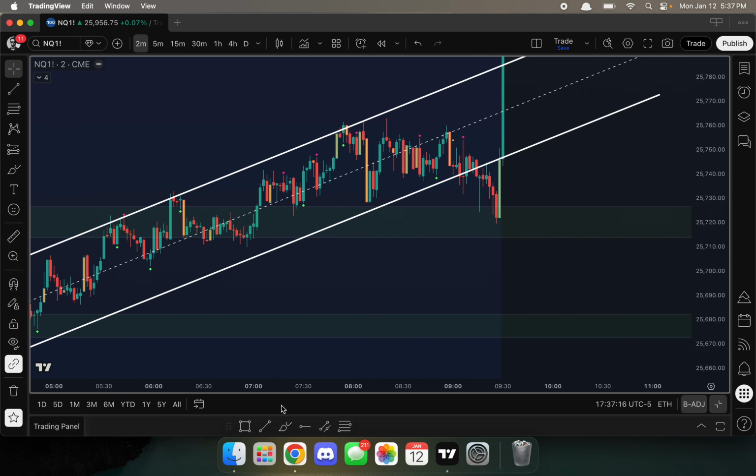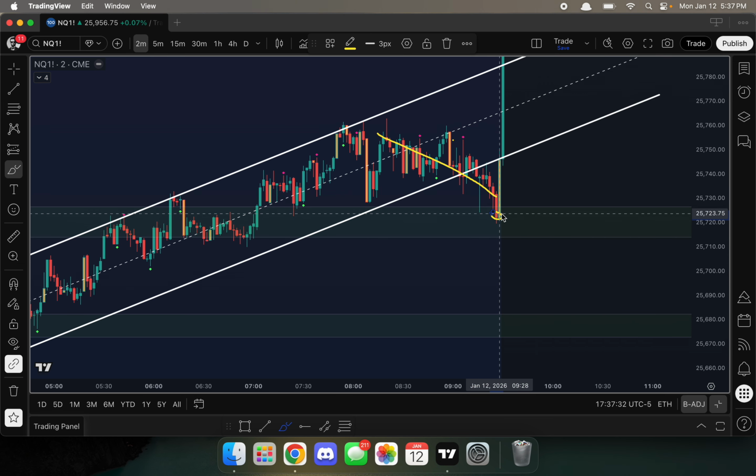Right, we got this really nice move to the upside, and then we had this push down, which was kind of a fake out. But even a fake out respects zones. So we did have this demand zone.